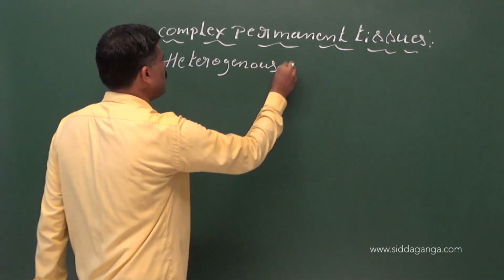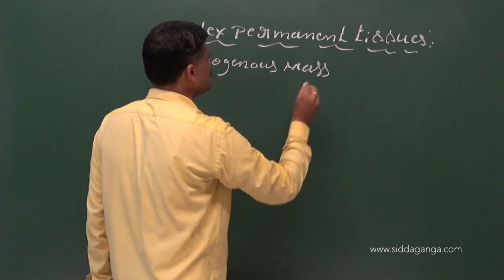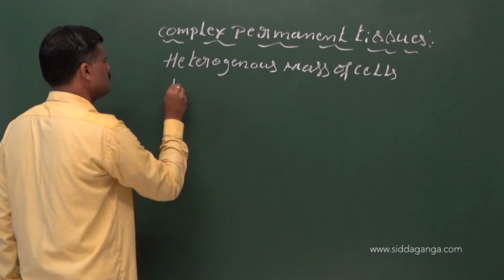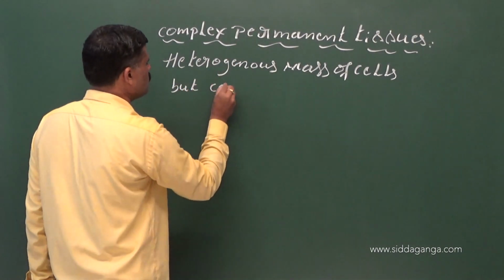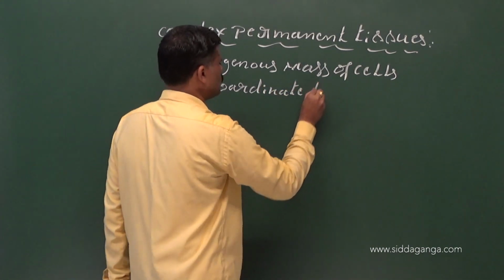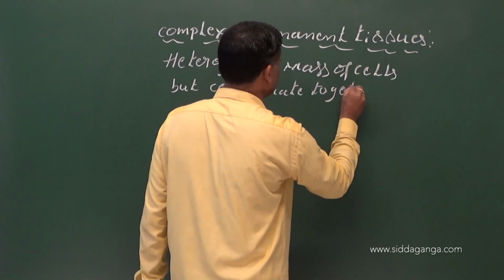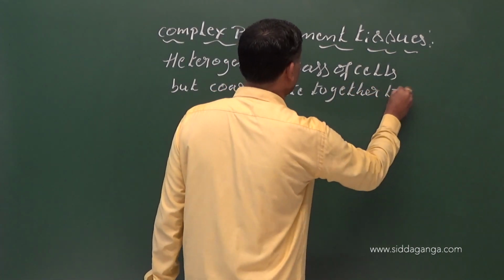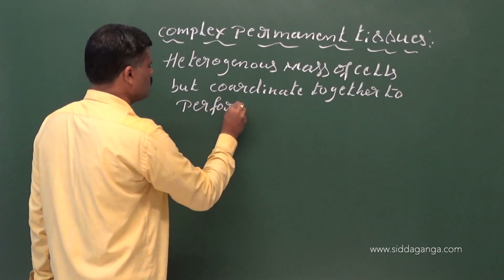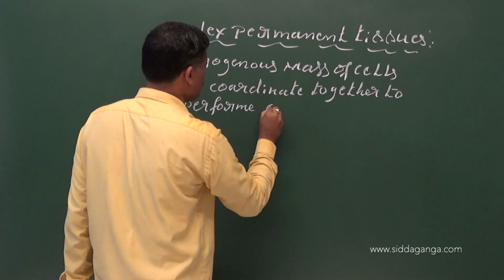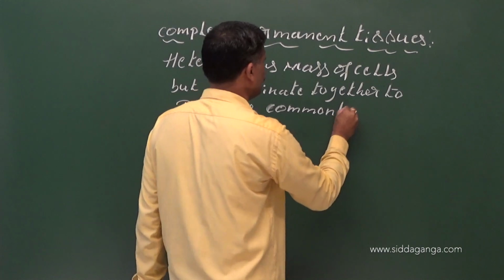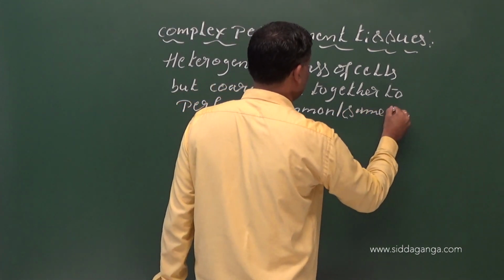So complex permanent tissue is made up of a heterogeneous mass of cells, but they coordinate together to perform the same or common function.